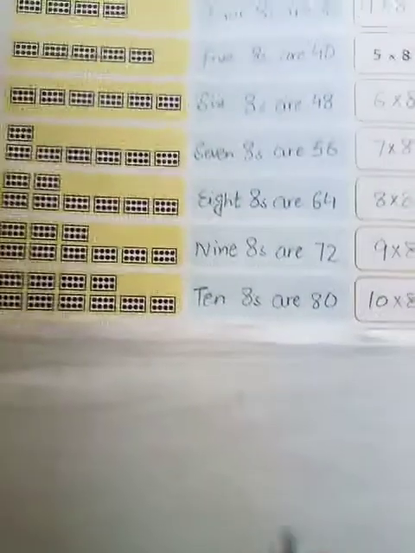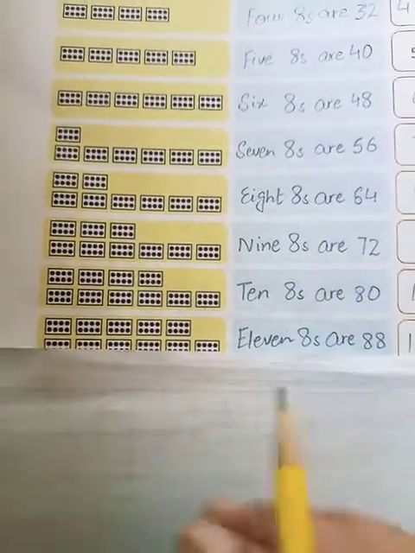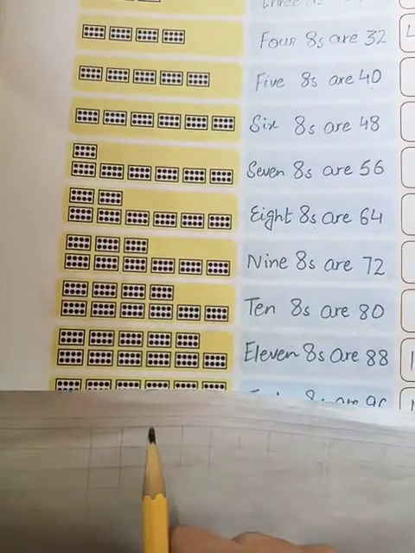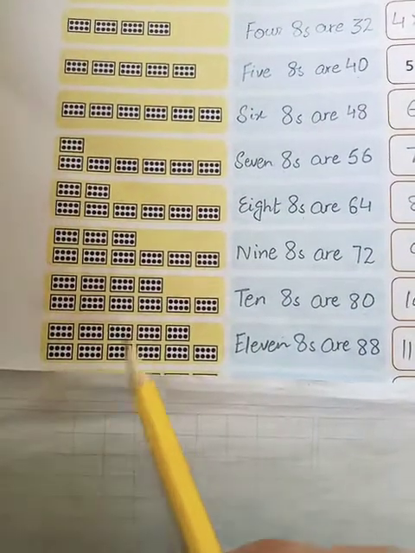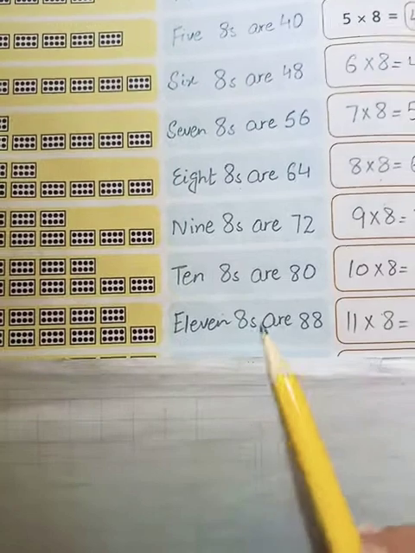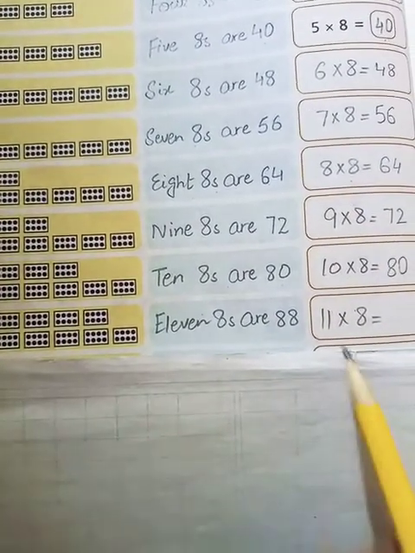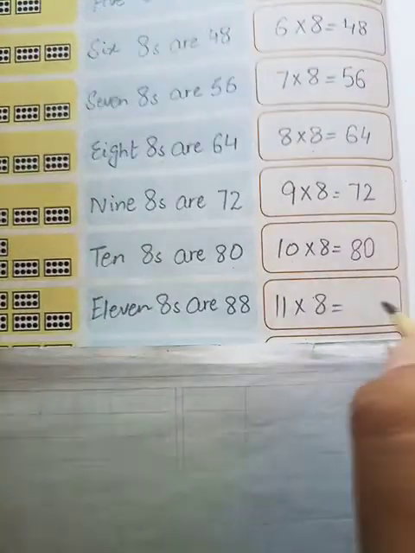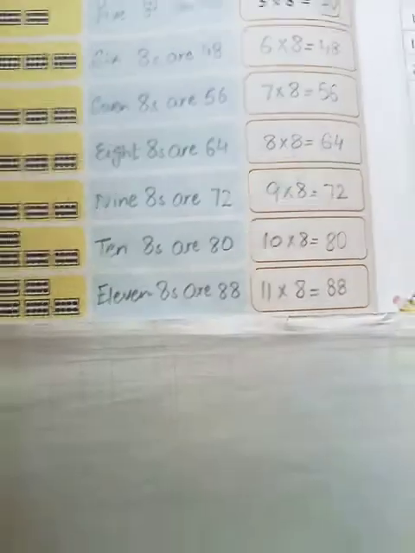And in the next we have, look at this, the 11 sets. You can count the 11 sets. Here we have the 11 sets and each one is having 8 dots. So 11 8s are 88. That can be written as 11 multiplied by 8, and our answer is, tell me, our answer is 88.